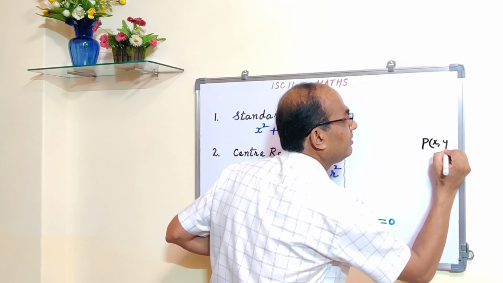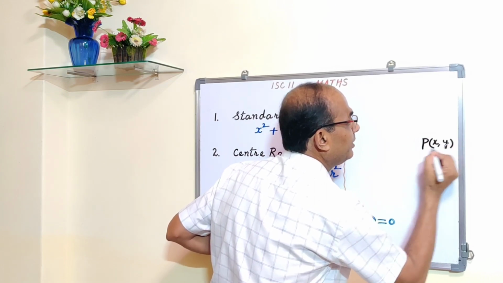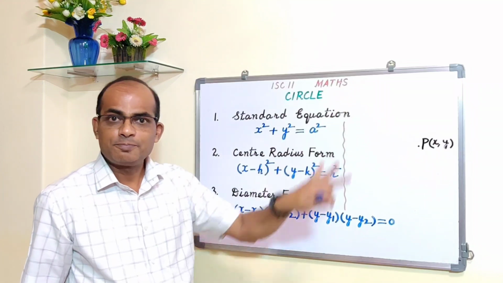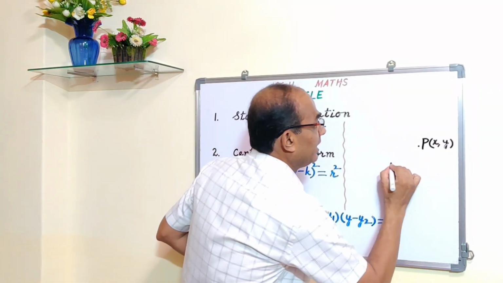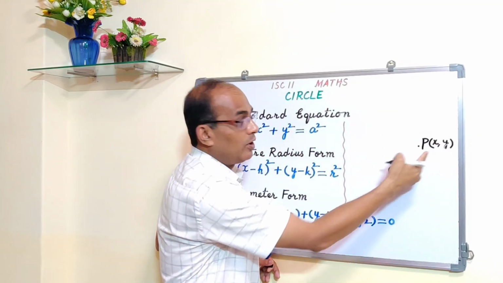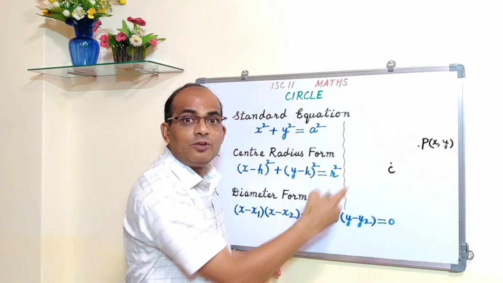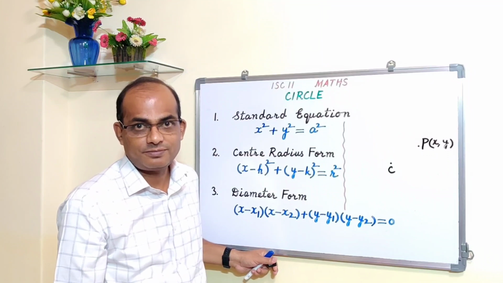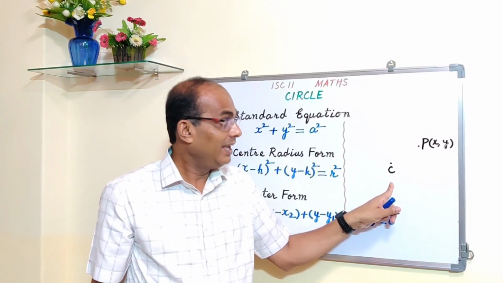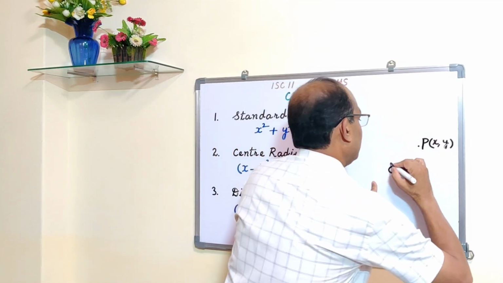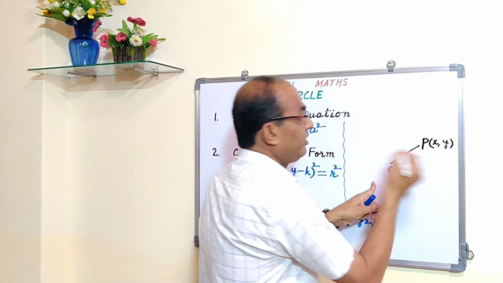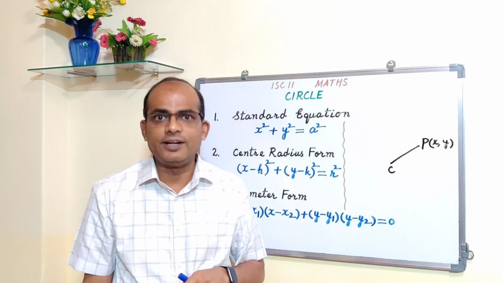A circle is the locus of a point P(x, y) which moves in a plane in such a way that its distance from a fixed point C is always constant. The fixed point C is called the center of the circle, and the fixed distance PC is called the radius of the circle.